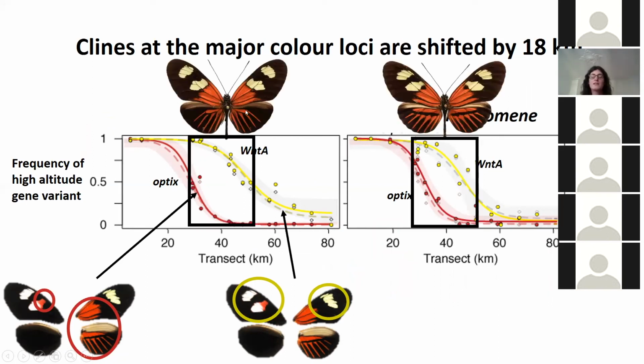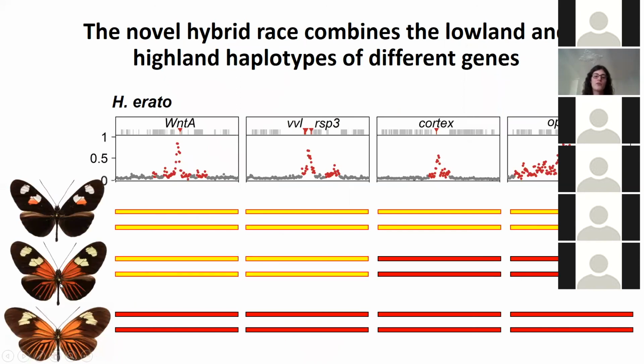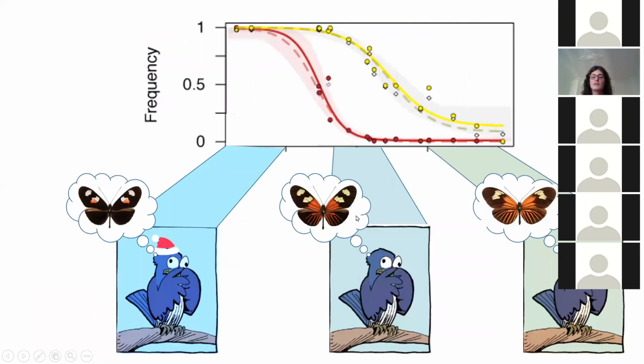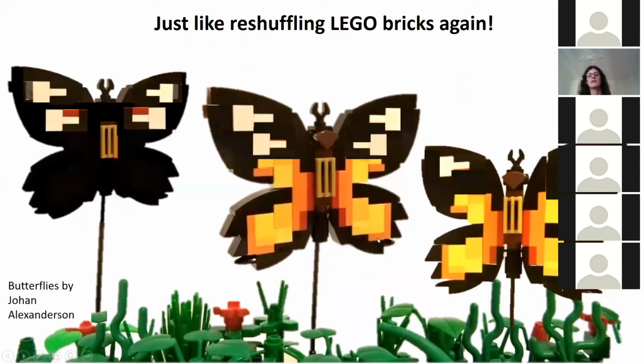which is why we find this new hybrid form in the center, because here in the center, they are fixed for the lowland gene variant for optix, which generates this red pattern, and for the highland Wnt pattern, which generates 2 wing patches instead of 1, 4 wing patches instead of 1. And the exact same thing happened in both species, generating this amazingly parallel hybrid zone with this new hybrid form in the center. So basically, this new hybrid form combines the highland variants at 2 genes with the lowland variants at 2 other genes. And this is how we get this new subspecies. And so in the center, the birds learn to avoid this new color pattern. Basically, it's just like reshuffling Lego bricks again.